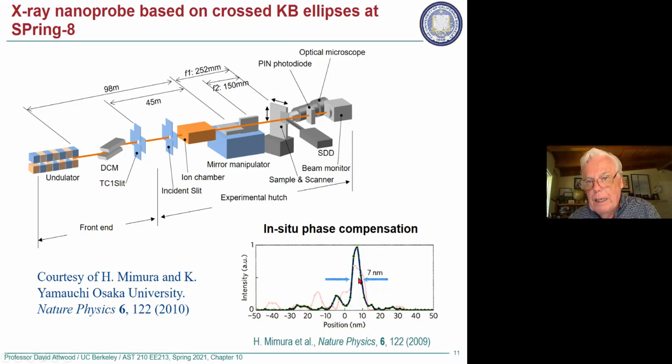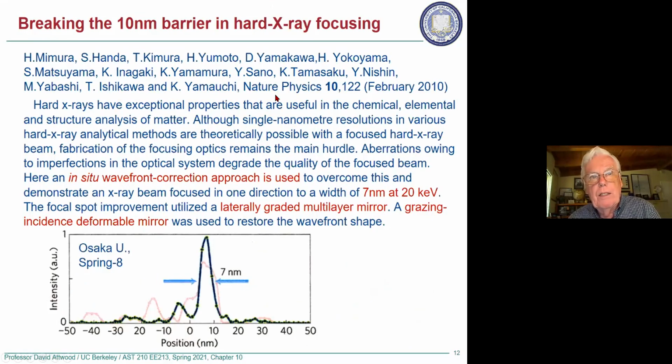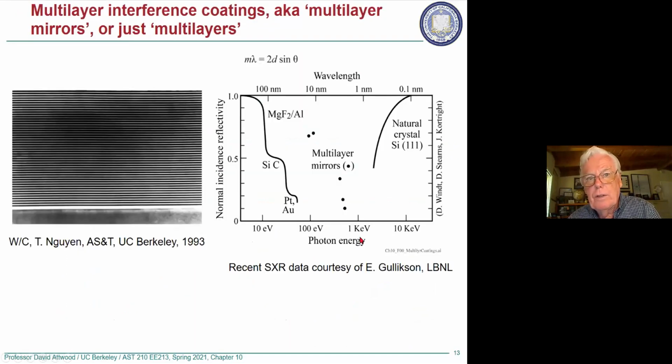And this is work where they showed that they could get their focal spot down to 7 nanometers, actually in both planes. And we're not going to read this, but it just says more of the same. That they got, in one direction, a width of 7 nanometers at 20 kilovolts. Actually, later on, they got it in both directions.